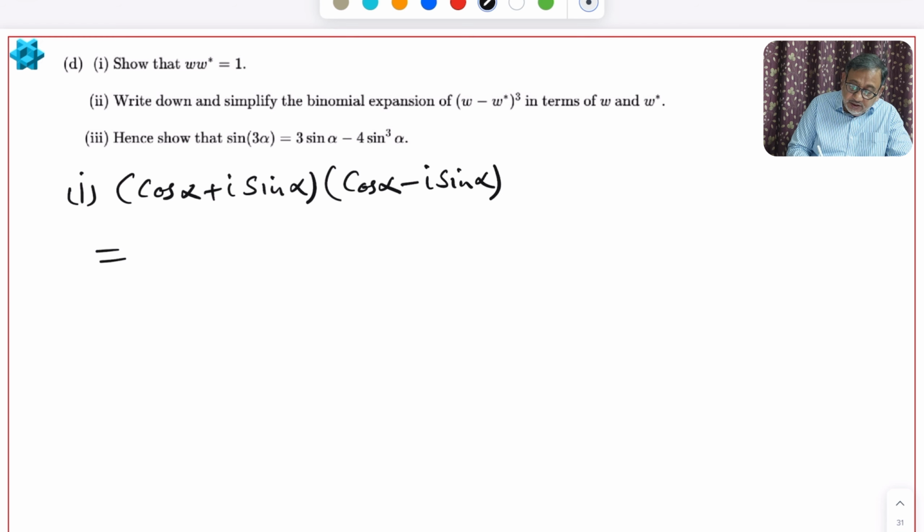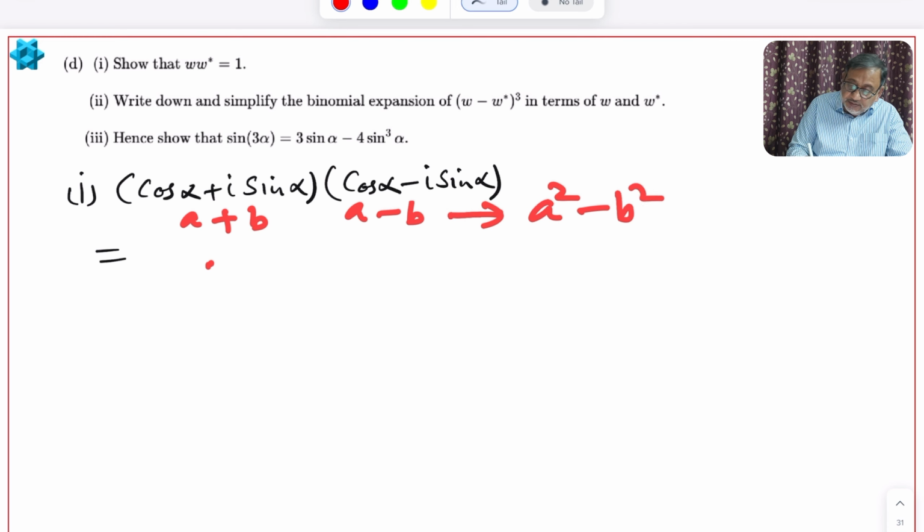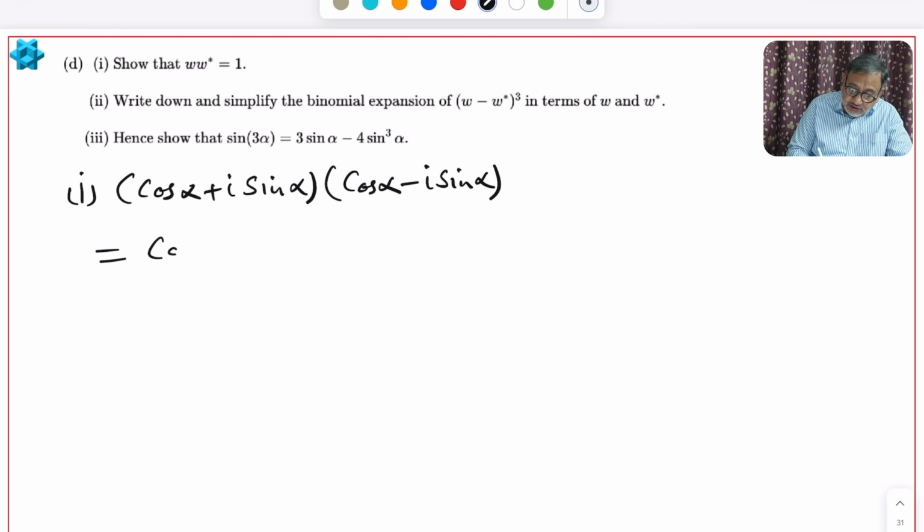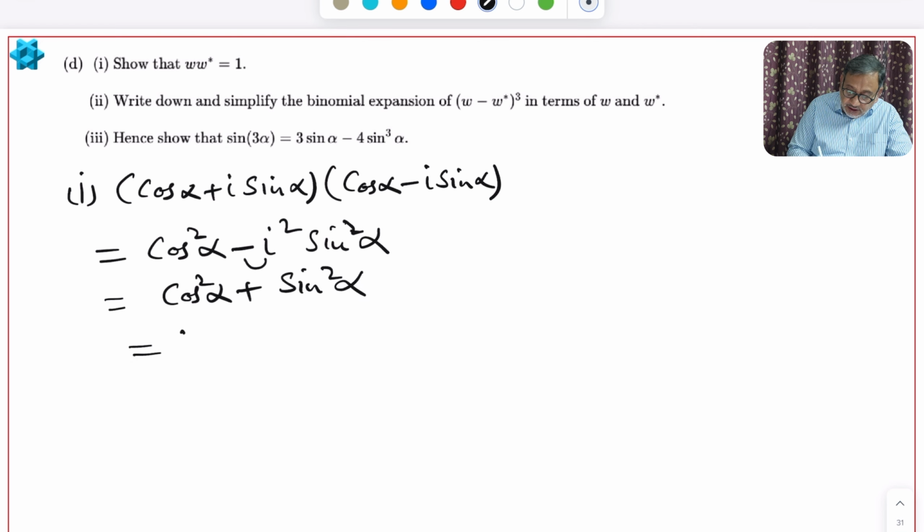This is like (a plus b)(a minus b), so the answer will be a square minus b square. Therefore cos square alpha minus i square sin square alpha. I square is minus, and minus minus will become plus, so cos square alpha plus sin square alpha, and we know that this is an identity, equal to 1. So we have shown that this is equal to 1.